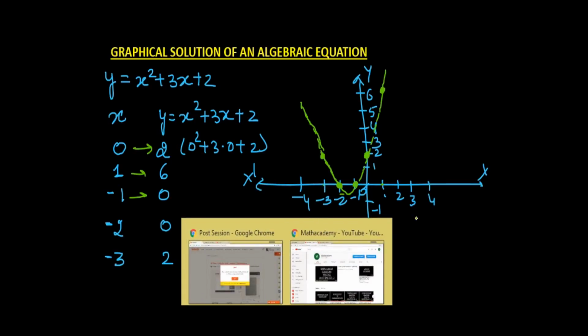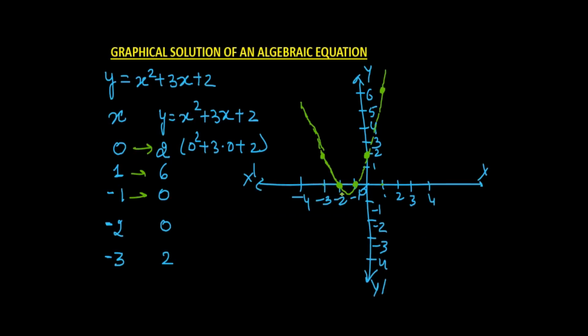Okay, and what do we see? Where is our curve intersecting with the x-axis? It is intersecting at x is equal to minus 2 and x is equal to minus 1. So the solution of the above equation is x is equal to minus 2 or x is equal to minus 1. These two values of x, when substituted here, gives you y as 0. So these are called the solution, and two solutions because the degree was 2.